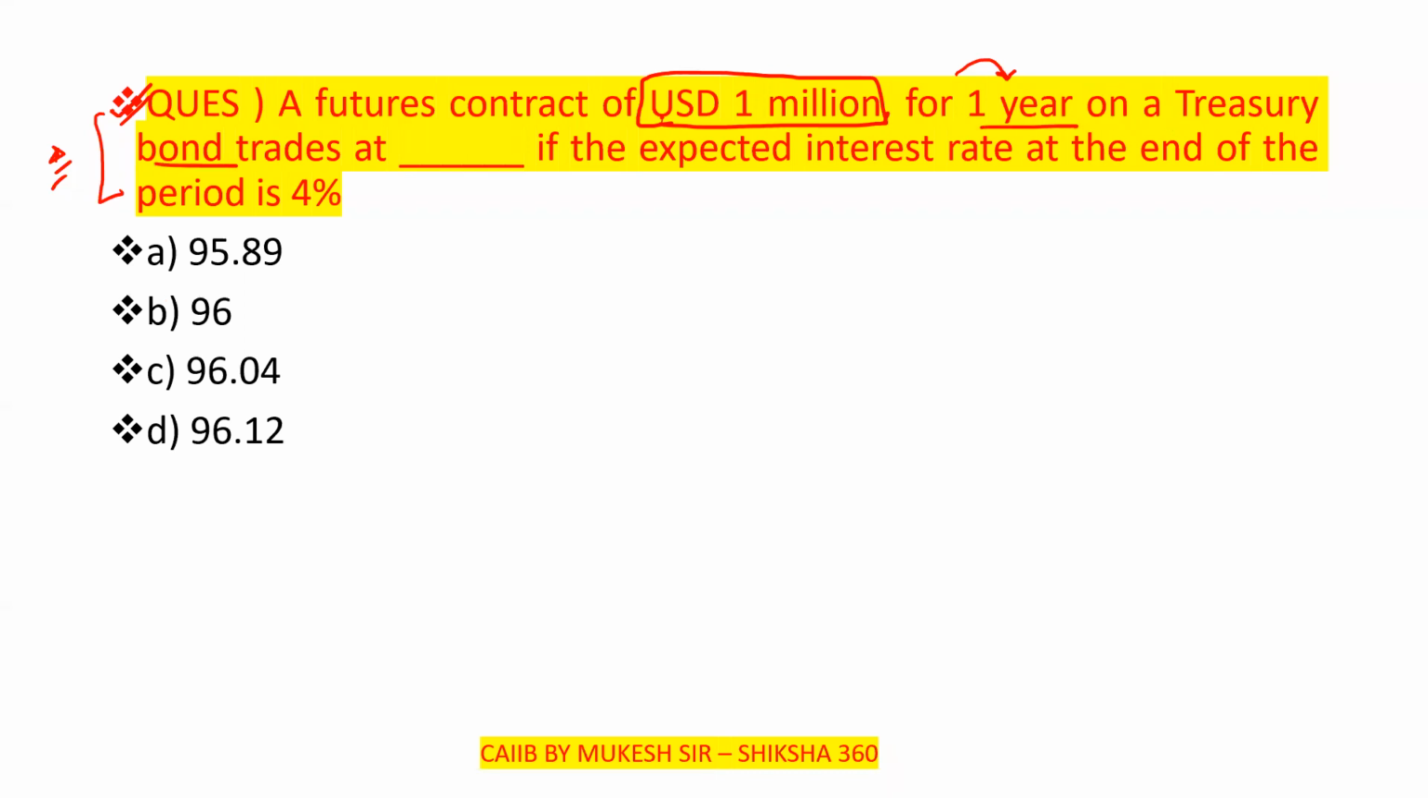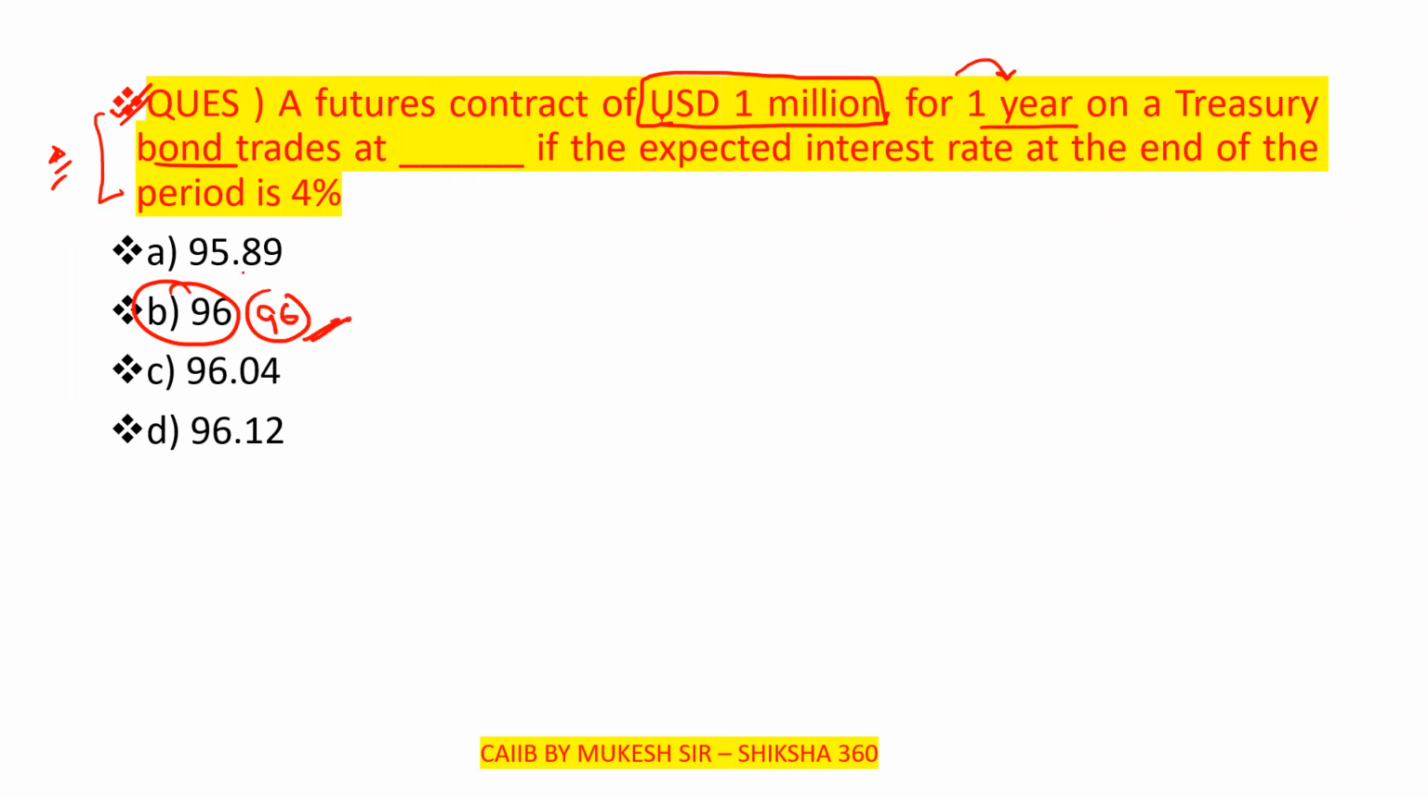trades at dash, if the expected interest rate at the end of the period is 4%. That is, a futures contract of USD 1 million for 1 year on a treasury bond trades at which rate, if the expected interest rate at the end of the period is 4%? So what will be the answer? The correct answer for this question is option B, that is 96.